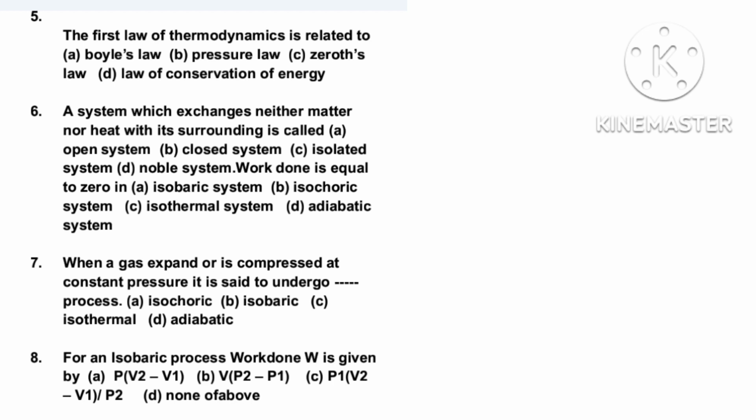Then the last one, number 8, for an isobaric process, work done is given as P change in V. That's option A. Now, unlike an isochoric process, the work done for an isochoric process is equal to 0. So you should take note of the difference between the processes.